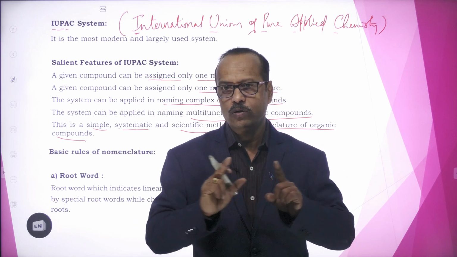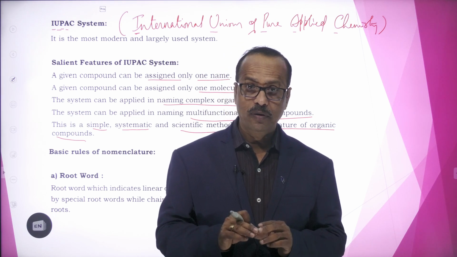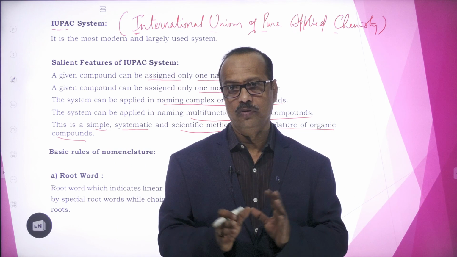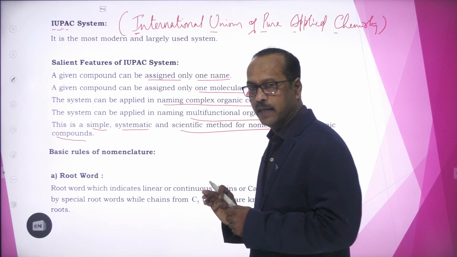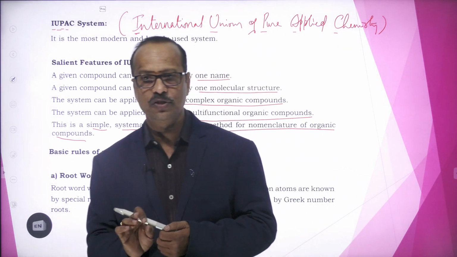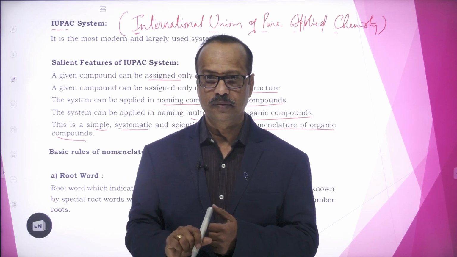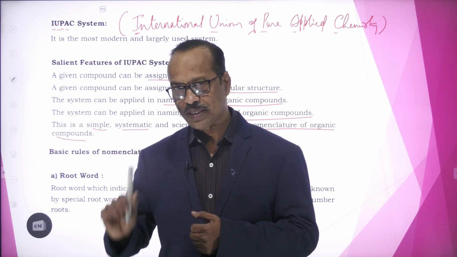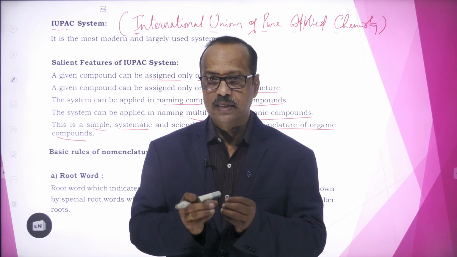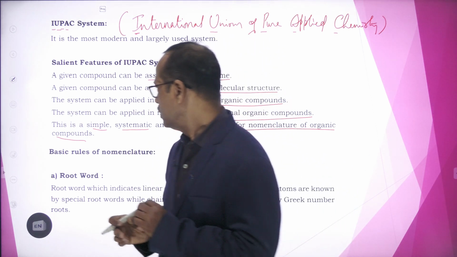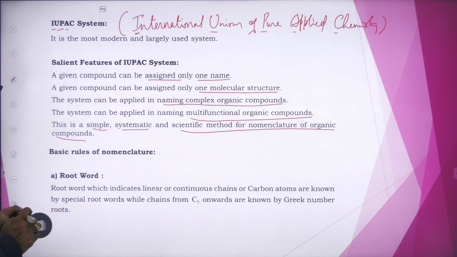But here, one name cannot belong to so many compounds, and one compound cannot have so many names also, right? So here they have given some steps, some rules and regulations, so that every compound will have only one formula and one structure. And to give that, they proposed easy, simple methods. So that's the simple, systematic and scientific method for the nomenclature of organic compounds.